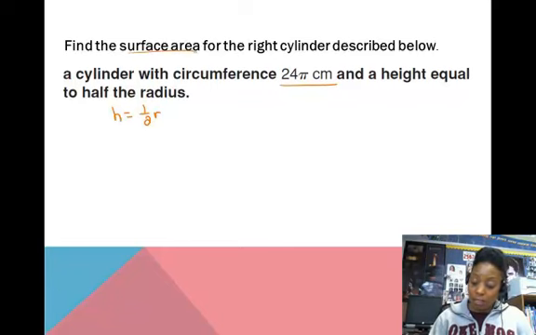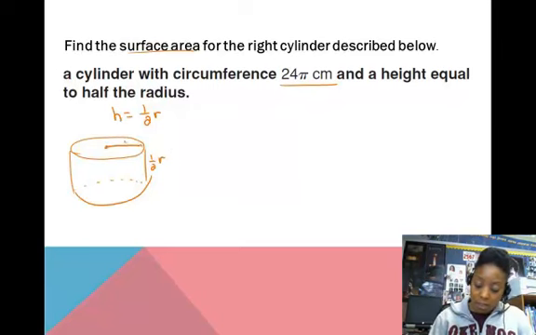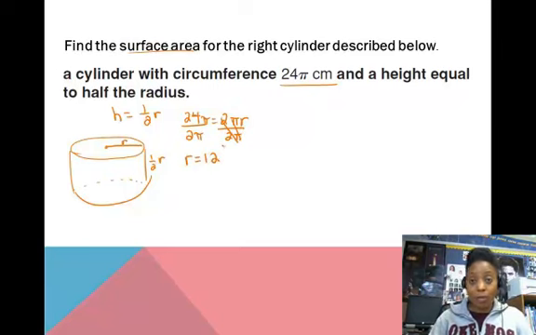So we've got to find the surface area, so we need the lateral area. I'm going to try to draw this out just so we have it. So this is equal to half r. This is r. And the circumference is 24 pi. So 24 pi is equal to 2 pi r. So we divide both sides by 2 pi, and those will cancel. And so the radius is equal to 12. Since the radius is 12, we know that the height of this thing is 6 units.